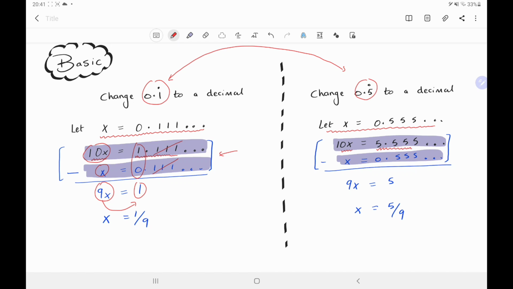The equation on the right hand side, we are doing 10x, subtract x, so that gives us 9x. We are doing 5.5 recurring, subtract 0.5 recurring. And the whole point of it is to get rid of those 0.5s. So essentially all we're doing is 5 take away 0 to get 5. Bring your 9 over to the other side. x is 5 over 9. So for one digit recurring, 0.1, 0.5, 0.7, it's always going to be over 9.